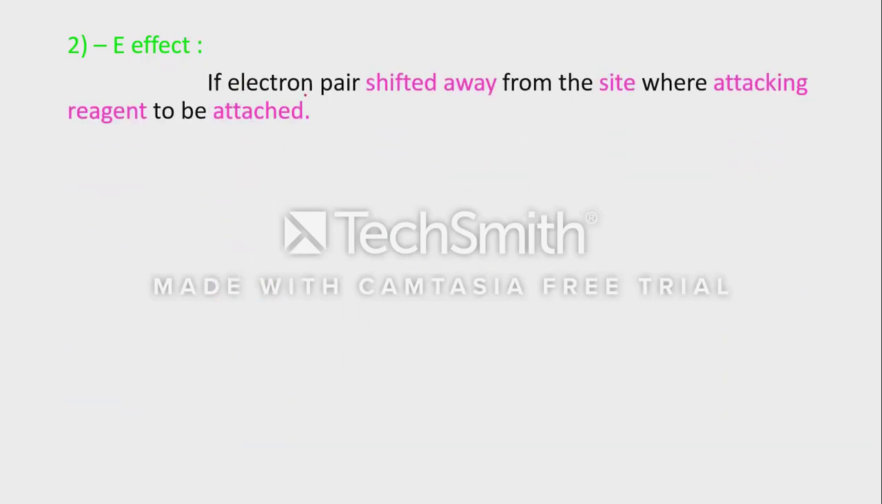Then the negative electromeric effect. The definition: if the electron pair is shifted away from the site where the attacking reagent is to be attached.